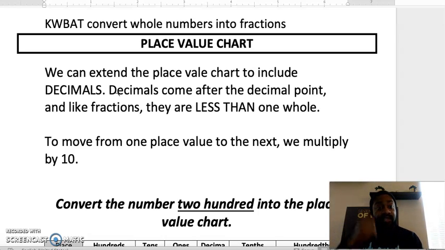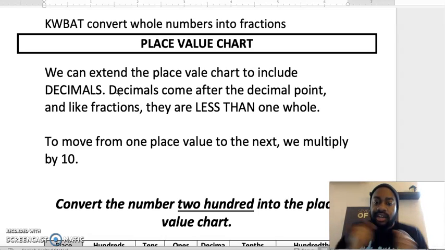All right, it's Friday, it's the end of the week, it's the last day, but we got a quiz today. But I'm not worried because I know we are ready, because the quiz is over what we've been doing the past couple days, which is turning whole numbers into fractions.